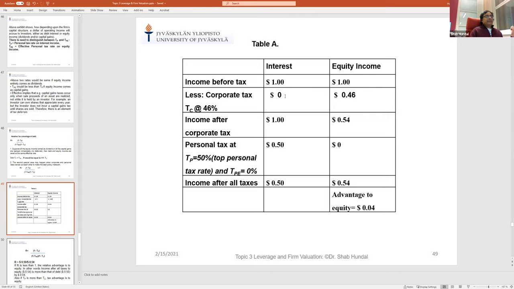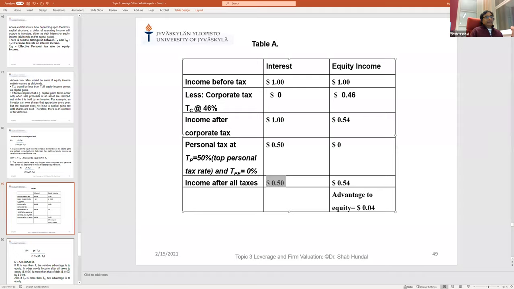There's no burden of corporate tax on the interest, so it remains one, then there's a 50% personal income tax, so it's 50. So at the end of the day, the bondholder who gets $1 interest has a disposable income of 50 cents. Fair enough. If you are an equity investor, you get one, but then you pay 46% as corporate tax, so your income is 54. And if the personal income tax on equity is 0%, then it remains 54.